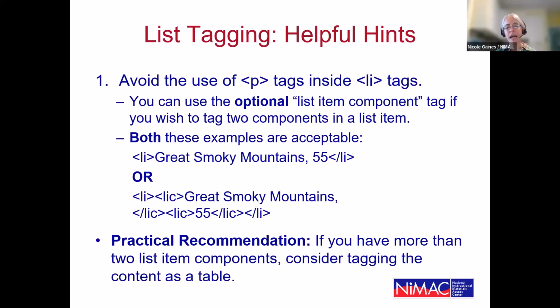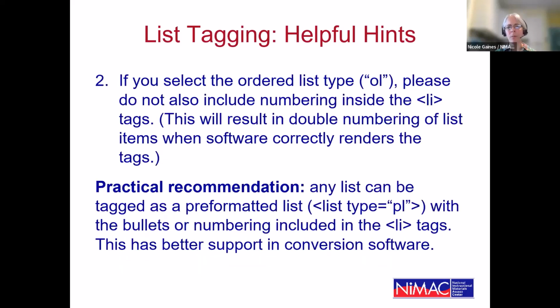On the other side of that, if you find that you have more than 2 list item components, you may need to consider tagging the content as a table. And we'll talk a little bit more about that in a moment when we talk about tables. If you choose ordered list type, we would say do not include numbering inside the list item tags, because if the software does know what an ordered list is, that's going to result in double numbering of the list items. And this actually came up for us just recently. We found this issue in a file.